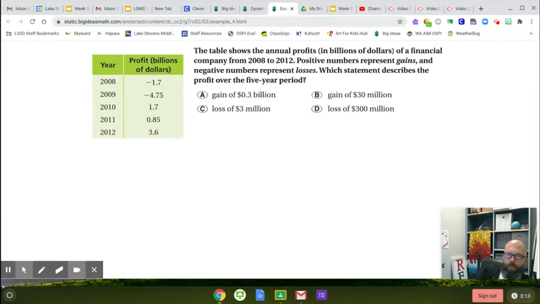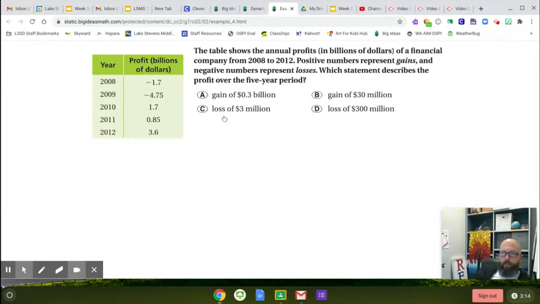So it says the table shows the annual profits in billions of dollars for a financial company from 2008 to 2012. Okay, so we take a look at this. 2008, they lost money. 2009, they lost money. And then 2010, 11, and 12, they gained money, right? So positive numbers represent gains and negative numbers represent losses. Which statement describes the profit over the 5-year period? So they either gained money or lost money.